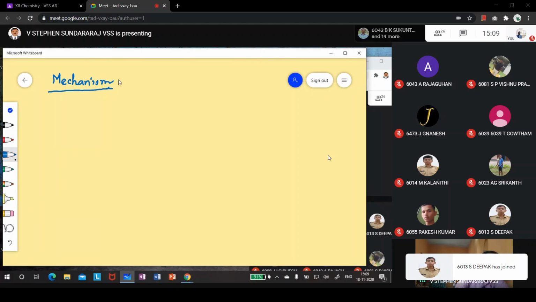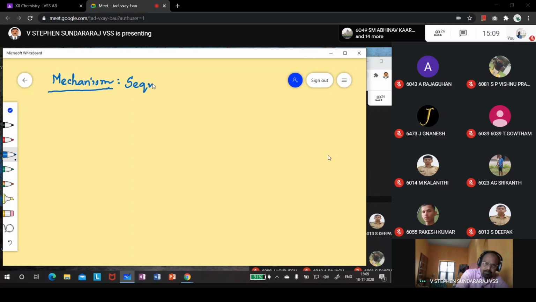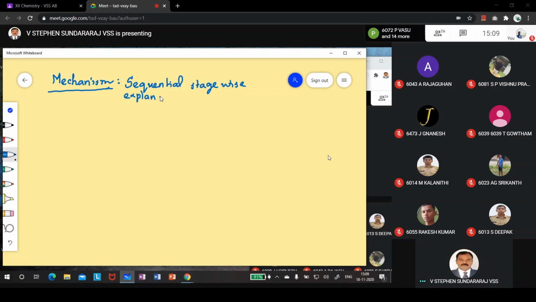What is mechanism? So that is sequential, stage-wise explanation for a reaction. Is it a theory or any method, any experimental method is there to find out?